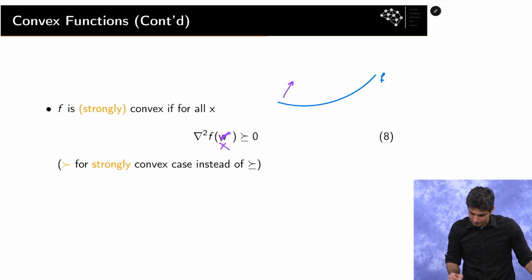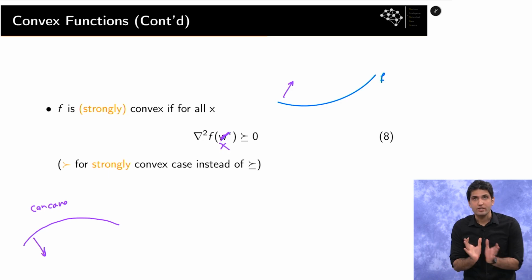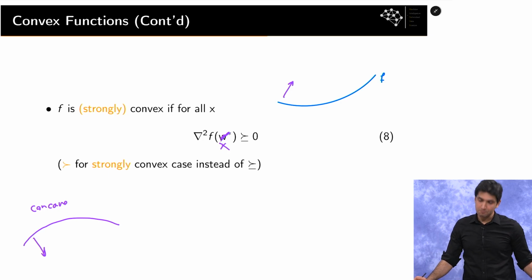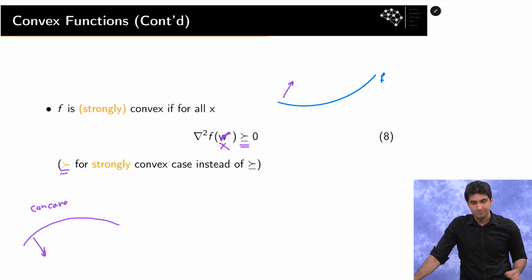Okay. Whereas if I had a function that was, let's say, concave, so this is concave, as we can see, the curvature is curving downwards. Okay. So positive definiteness of the Hessian is essentially saying something about the curvature of the function. And similar to the previous definitions, a strongly convex function is one where the Hessian is not only positive semi-definite, but it's actually positive definite. So in some sense, we are replacing this inequality with a strict inequality as well.